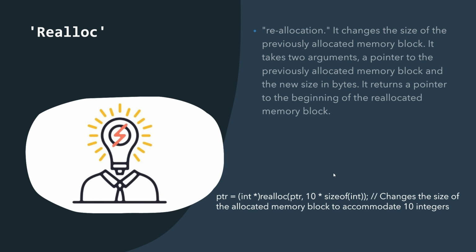And then we have realloc. Realloc, which I already told you is the reallocation, changes the size of the previously allocated memory block, and it takes two arguments: a pointer to the previously allocated memory block, and a new size in bytes. It returns a pointer to the beginning of the reallocated memory block. As you see in our example, it changes the size of the allocated memory block to accommodate 10 integers.